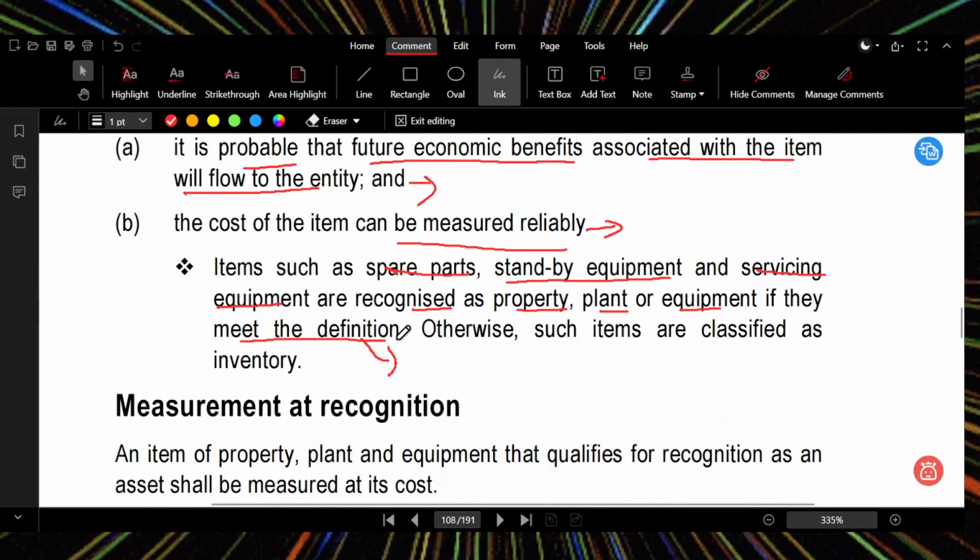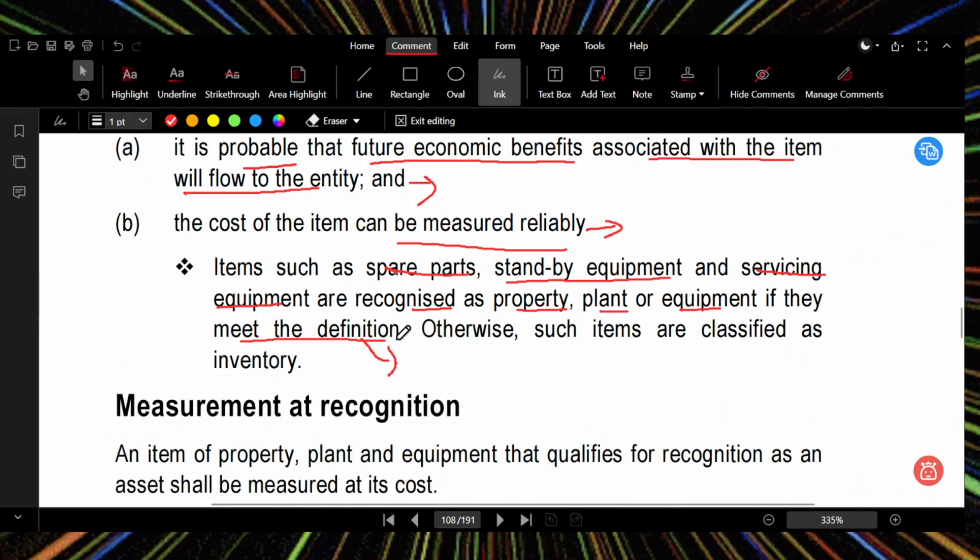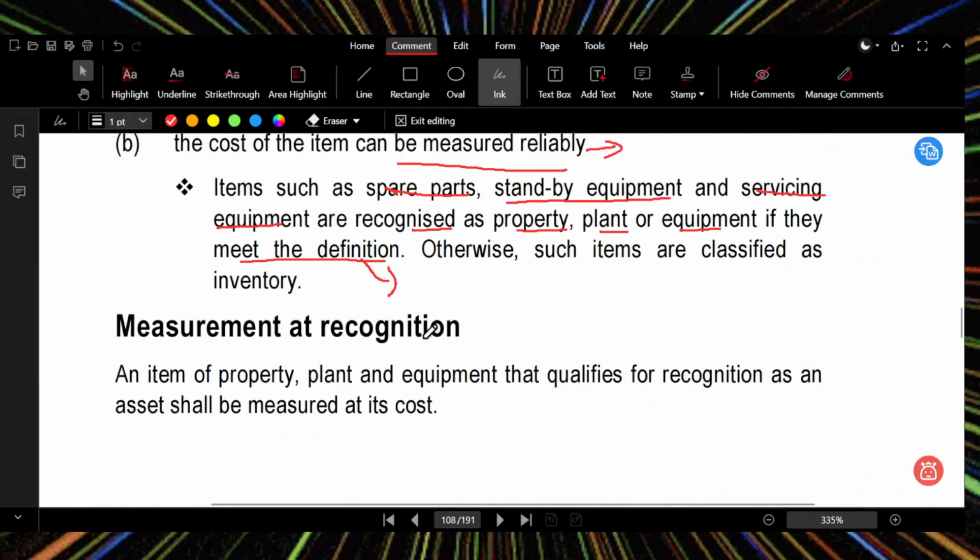So how to capitalize the revenue expenditure? Stand-by equipment, how it is bought and how it is used. Servicing equipment, how it is used. Say I bought this machine only to service, sir, and its life is this much. How will you account for such things? If they meet the definition, they are classified as property, plant, and equipment. If not, they will be considered as what? Expenses.